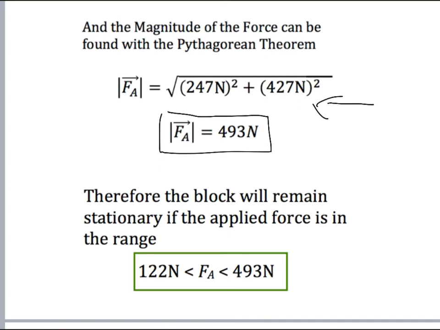If you apply any more than that, you'll be exerting more force than the static friction can hold, and the block will slide upwards. So the answer to our question is that the range of forces for which the block will stay pressed against the wall without sliding either up or down is 122 newtons to 493 newtons. So any force that's greater than 122 newtons but less than 493 newtons is going to hold the block stuck to the wall. It won't slide at all.